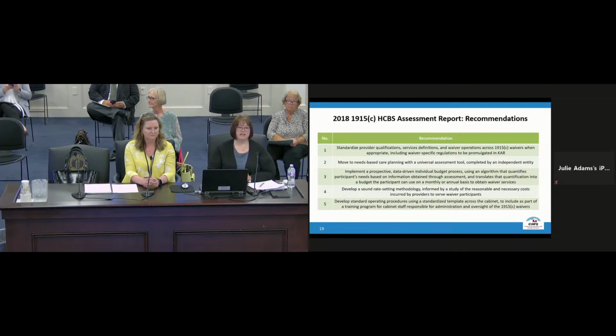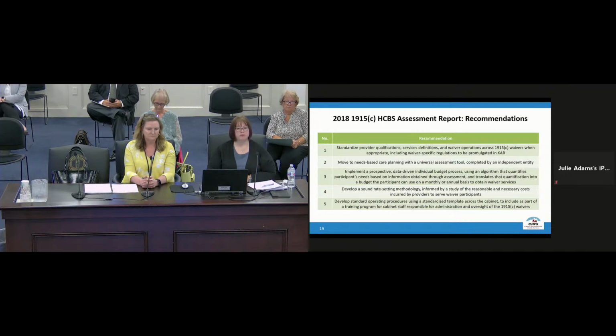So we've talked about standardizing definitions, but also looking at provider qualifications so that it's easier as a provider to serve in more than one waiver, so that I don't have to have a set of qualifications for the same service in 5 different waivers. Move to need-based care planning with the universal assessment tool that's completed by an independent entity. So that again drives towards getting the right services and the information to support those services.